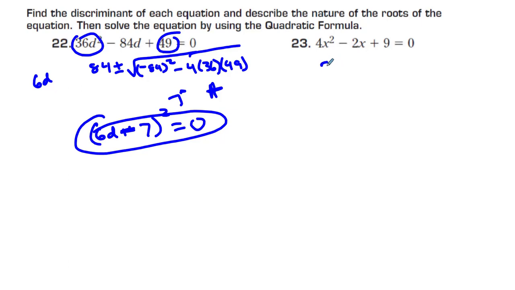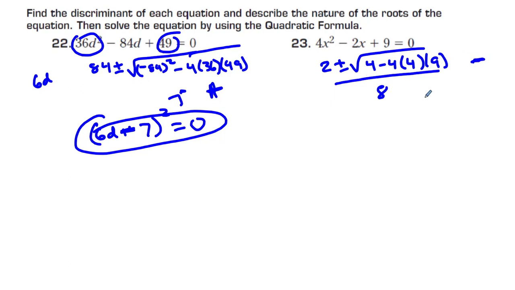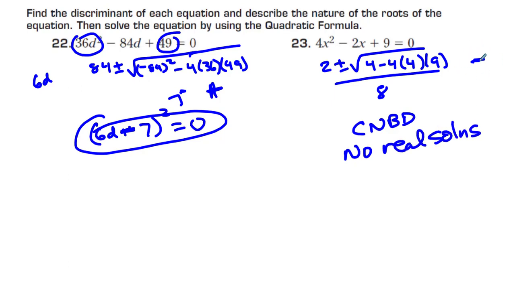So we have minus b, which is 2, plus or minus the square root of b squared, which is 4, minus 4 times 4 times 9, all over 2a, over 8. Looking at the square root part, we've got 4 take away 16 times 9, which is 144. So we're going to end up with a negative 140 there. This one cannot be done. There are no real solutions because of the negative inside the discriminant.